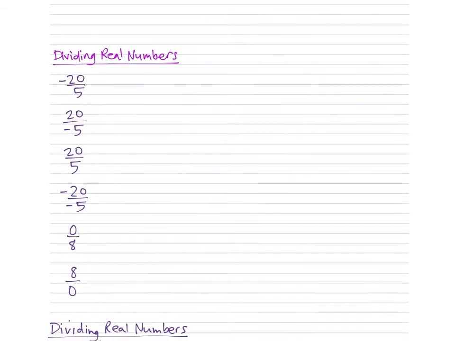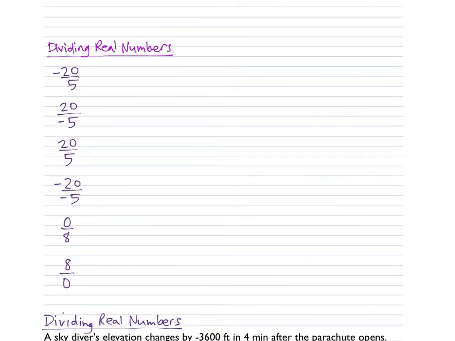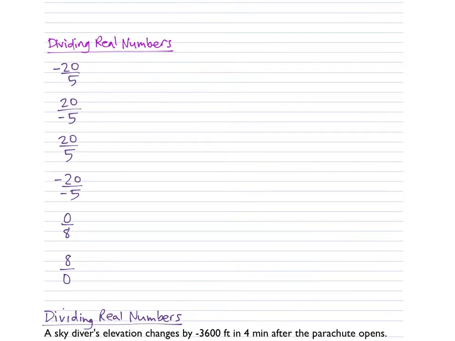Okay, so we kind of talked about this before with our fractions, but dividing real numbers is going to be the same thing. If you divide two numbers and one of them is negative, then your answer is negative. If you divide two numbers that are both positive, your answer is positive. If you divide two negative numbers, then it becomes a positive. So it's the same as multiplying.